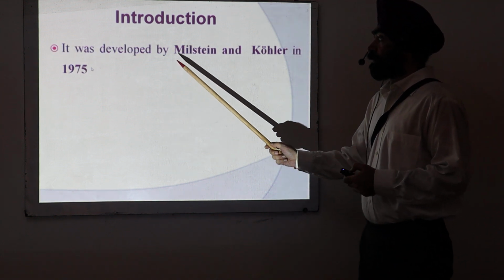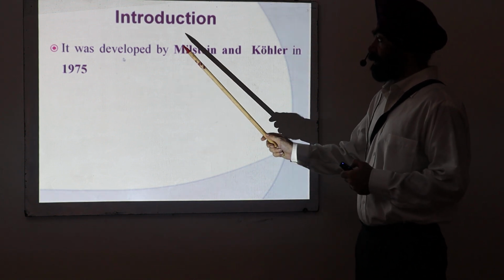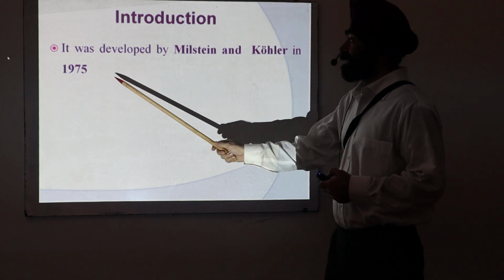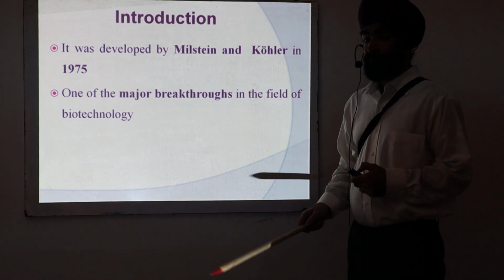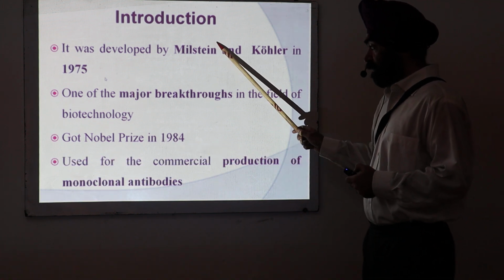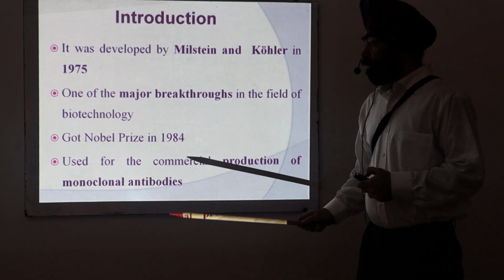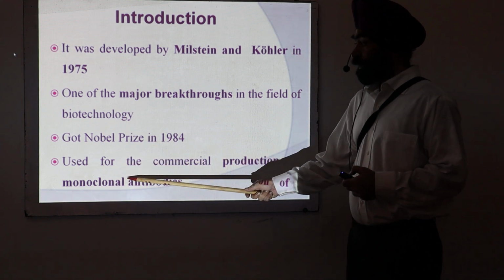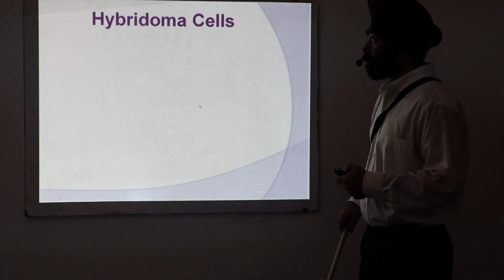As I told, it is one of the very important technologies in molecular biology and biotechnology. It was developed by two scientists, Milstein and Kohler, in 1975, and they got the Nobel Prize in 1984. This technology is extensively used for the production of monoclonal antibodies. To see what monoclonal antibodies are and what their therapeutic uses are, you can click the link given in the description section of this video.